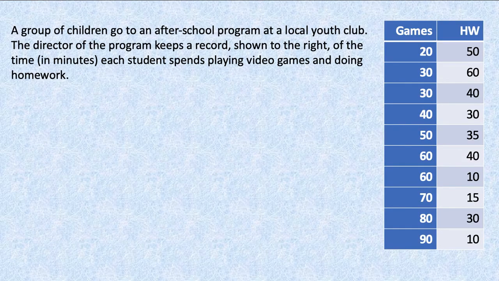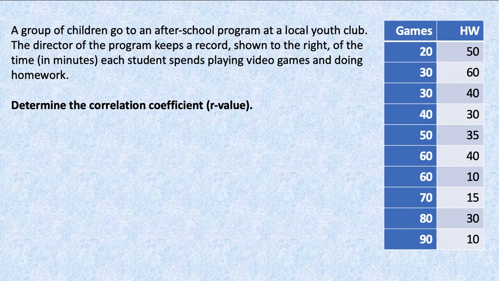We will be using this example. This example says, a group of children go to an after-school program at a local youth club. The director of the program keeps a record, shown to the right, of the time in minutes each student spends playing video games and doing homework. So notice the column on the left represents amount of time spent playing video games, such as 40 minutes, 70 minutes, 60 minutes. And the column on the right shows amount of time spent doing homework, such as 10 minutes, 30 minutes, 50 minutes. Let's first find the R value, which is called the correlation coefficient.